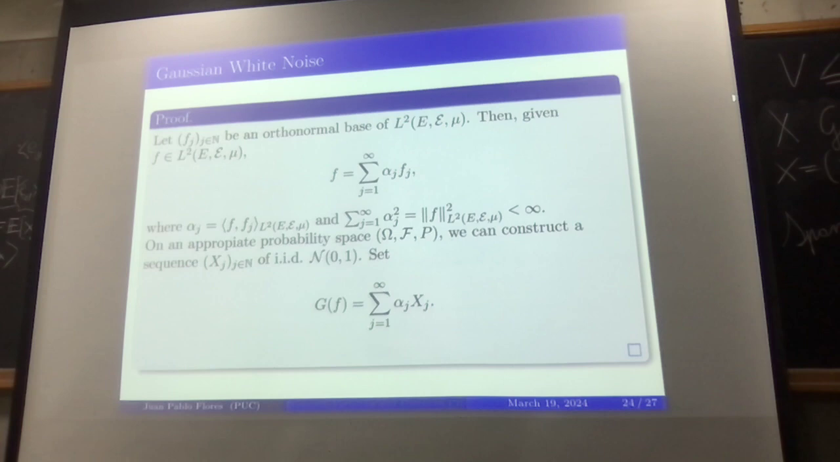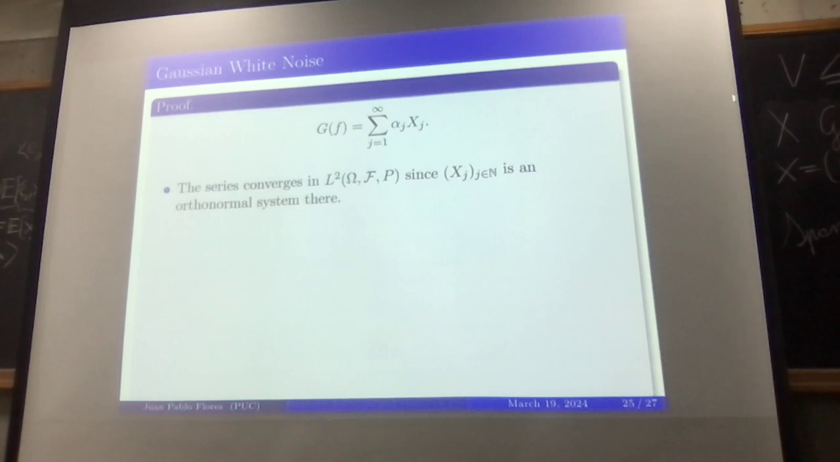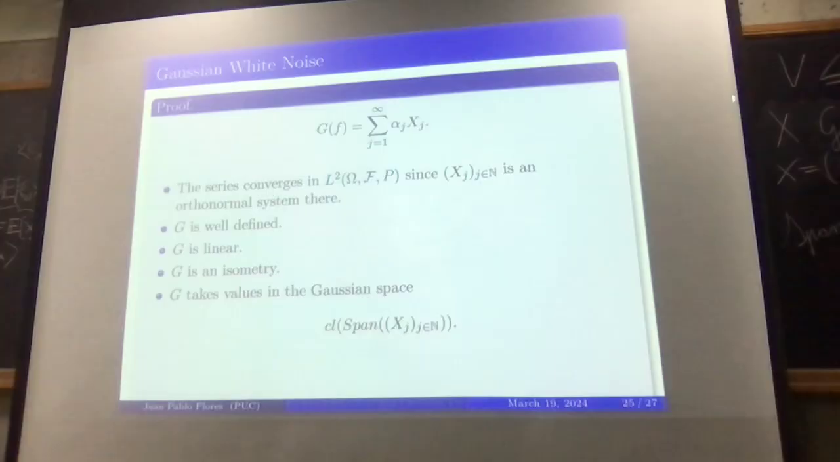So first, this series converges in L2 because these X_j's are an orthonormal system. Independence implies orthogonality, and they are standard Gaussian, so there is no problem there. Second, this is well defined because these weights here are unique. It is linear, so there is no problem with that. It's an isometry because it takes orthonormal bases to orthonormal systems and takes values in a Gaussian space, that is the Gaussian space generated by this process. Therefore, G is a Gaussian white noise.